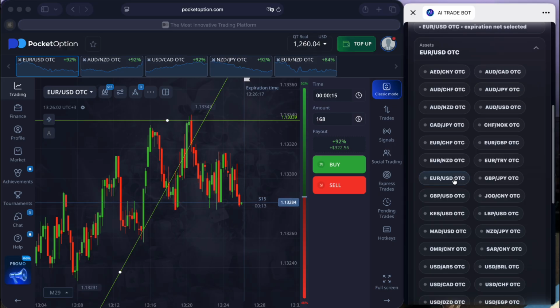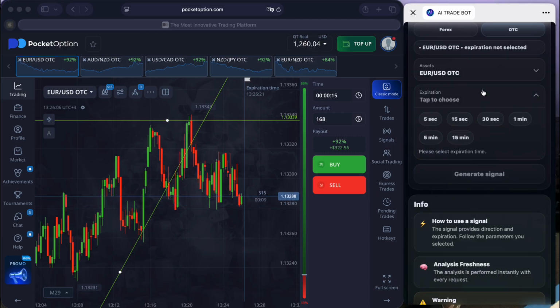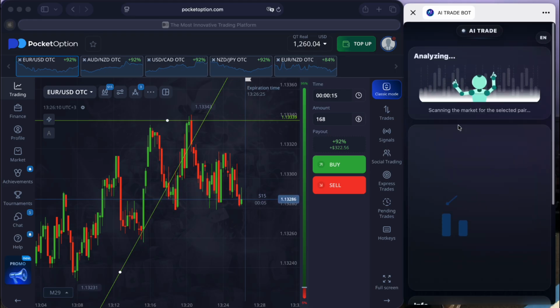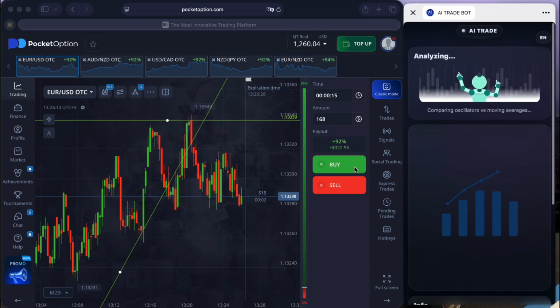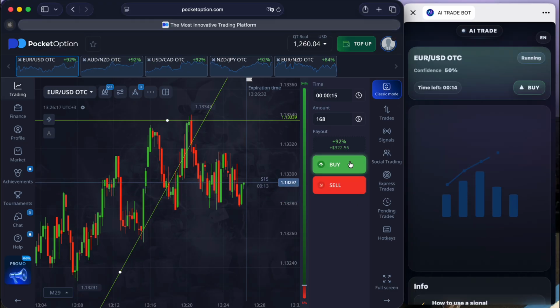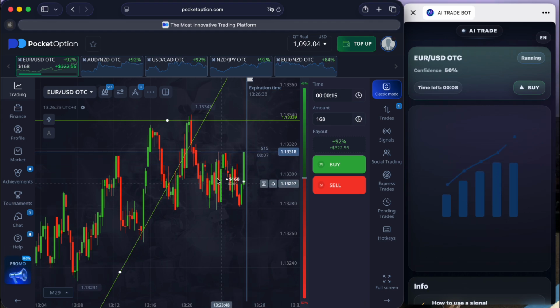Eurodollar on our screens. I add this currency pair. I also set the expiration time to 15 seconds. I click on the signal generation and wait for the technical analysis of this bot. 92% payout. We will add the same $150 to our deposit, opening with an accuracy of up to a second in the upward direction, with a confidence of 50% of the local minimum value.